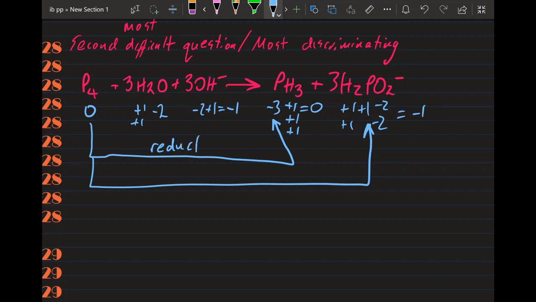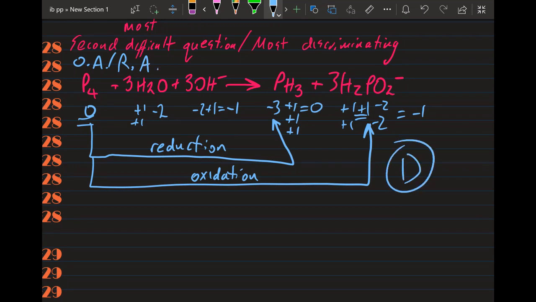So in this case, this is reduction because the oxidation state went down. If that's reduction, this must be the oxidizing agent. The oxidizing agent is itself reduced. And this must be oxidation because the oxidation state went up. It went from 0 to +1, which means this must also be the reducing agent. So it's P4 twice, which is D.